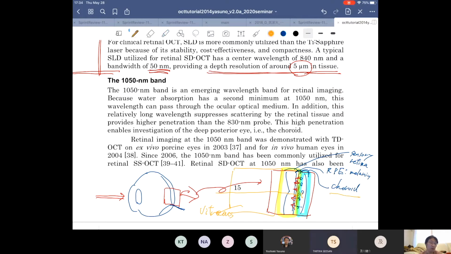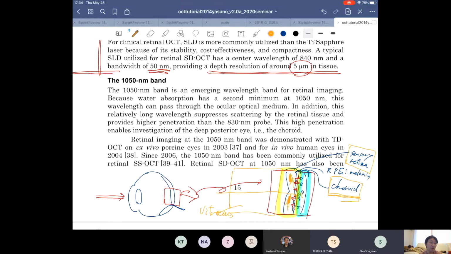Like, the choroid is the basement of the eye, right? And the sensory retina is something which appears in the front of the eye. So if you have some eye disease, surely there is some defect in the sensory retina, and this can be seen by using 830. But this kind of defect or abnormality of the sensory retina actually starts from the abnormality of the choroid.